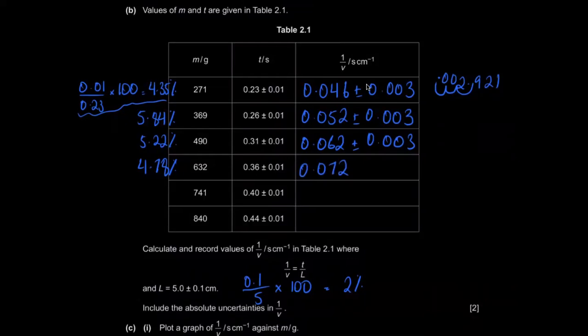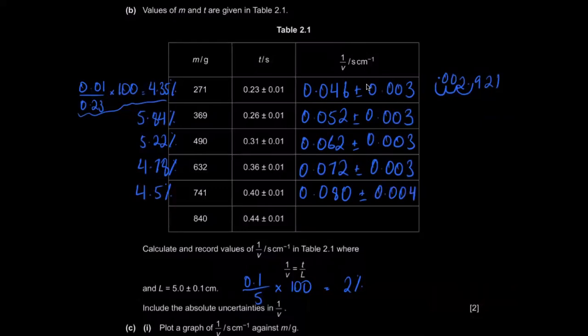So 4.78% of this, 0.00344, so 0.003, right? Then the next value, 1 upon 40 times 100 plus 2, so this is 4.5% of 0.40 divided by 5, this is 0.08, but since this is going to be written to 2SF, I put another 0 myself. So then 4.5% of this is 0.0036, so this time this would be 0.004.